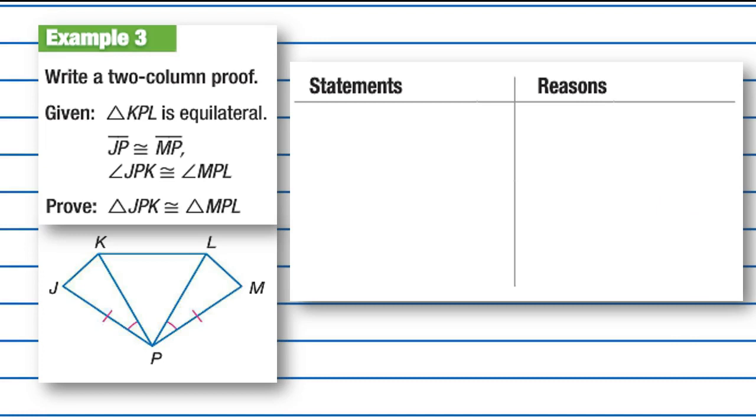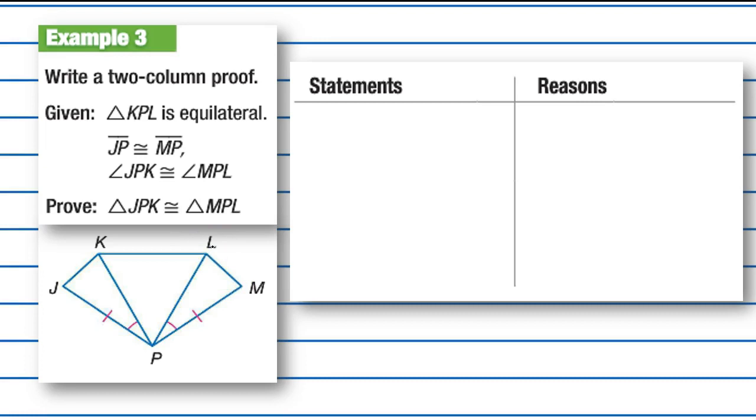So let's try example 3. Remember when we're doing two-column proofs, we have the left side as the statement side and the right side as the reason side. We know that these are equilateral. Then I'm also given the information that side JP is congruent to side MP. And these angles, JPK, is congruent with angles MPL. And then we want to prove that these two triangles here are congruent to each other.